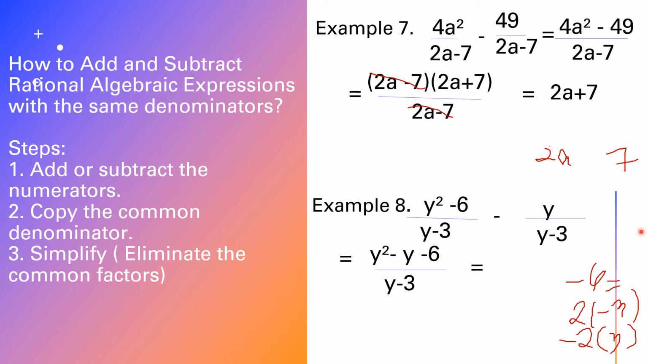So therefore, the factored form of y squared minus y minus 6 is y minus 3, because this is minus here, so y minus 3, and then quantity times y plus 2. This is positive 2, divided by y minus 3. And you can cancel now y minus 3 and y minus 3, and what is left is y plus 2.